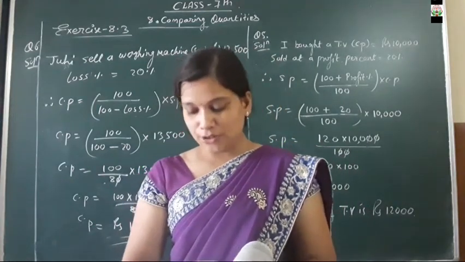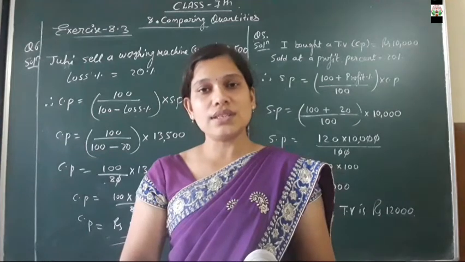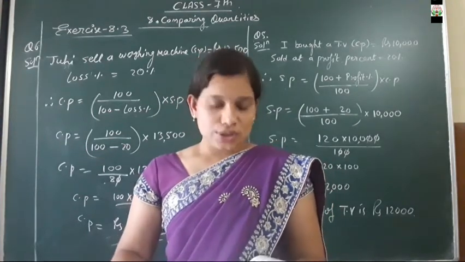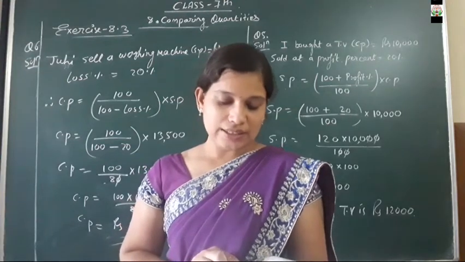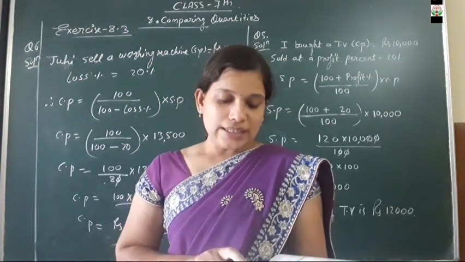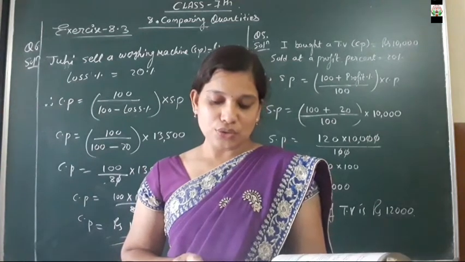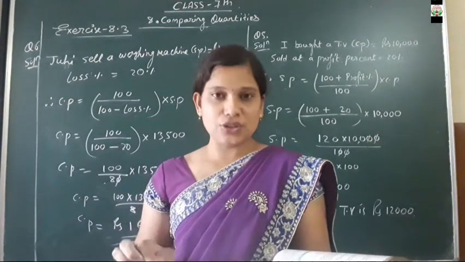The cost price of that washing machine is rupees 1687.5. Now moving toward the next question, question number 7. Here it is said that chalk contains calcium, carbon and oxygen in the ratio 10:3:12. Find the percentage of carbon in the chalk.